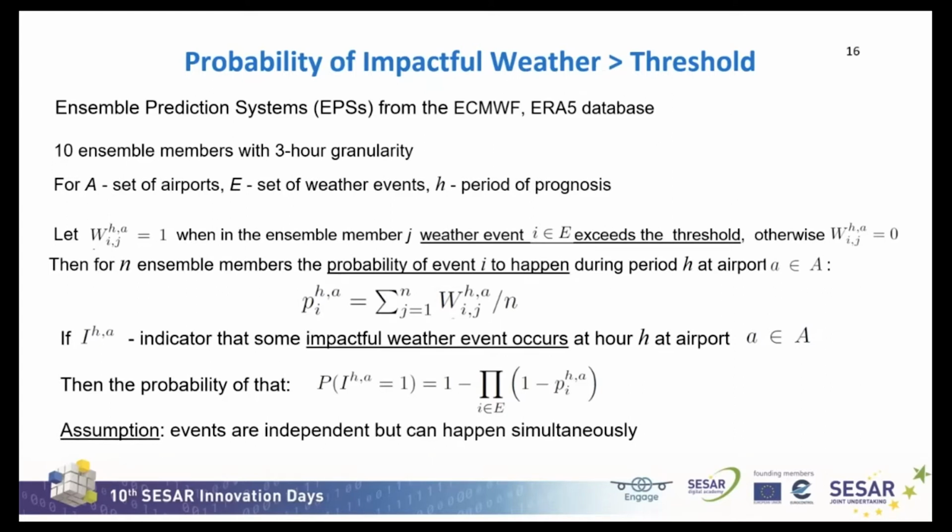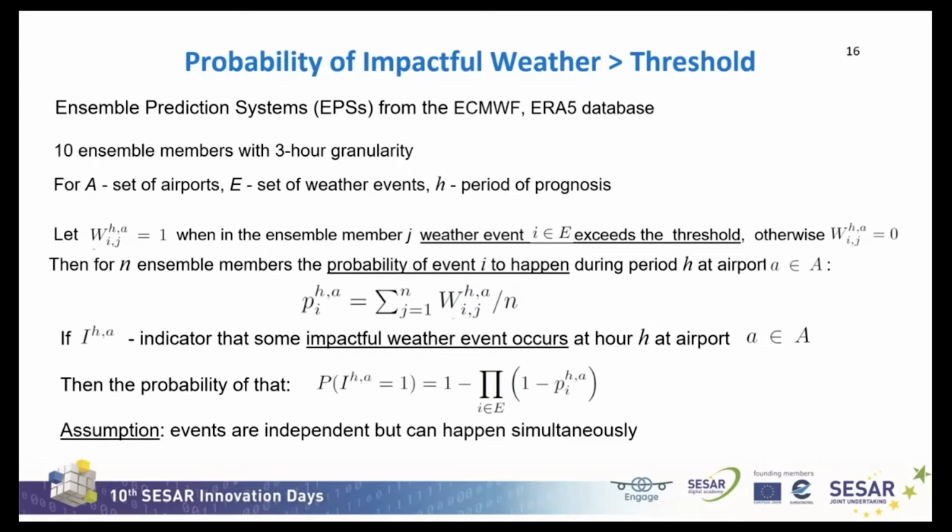And for each airport and weather event, or weather measurement, exceeding the threshold, we define an indicator W, which is equal to 1 when some ensemble member J actually indicates that the weather event exceeds the threshold, otherwise it's 0.